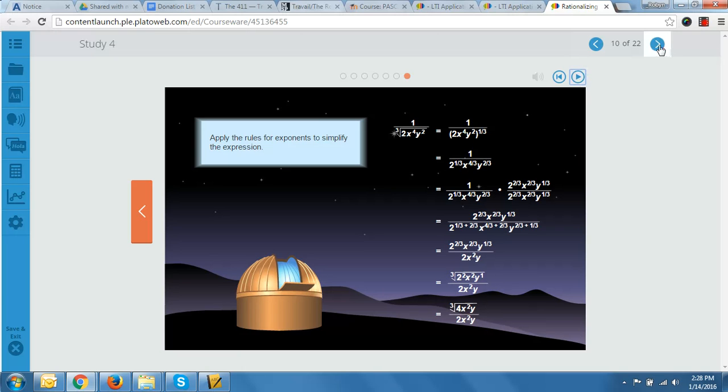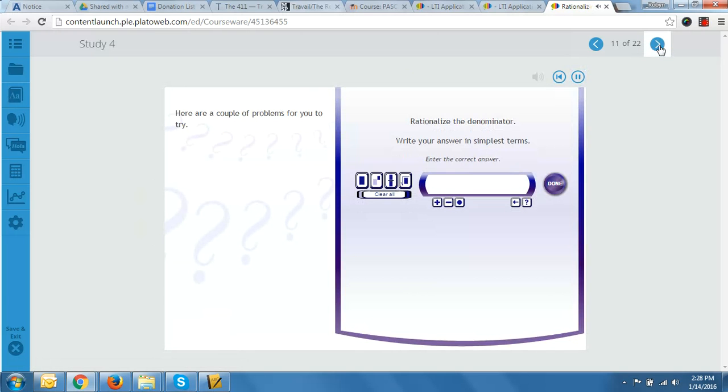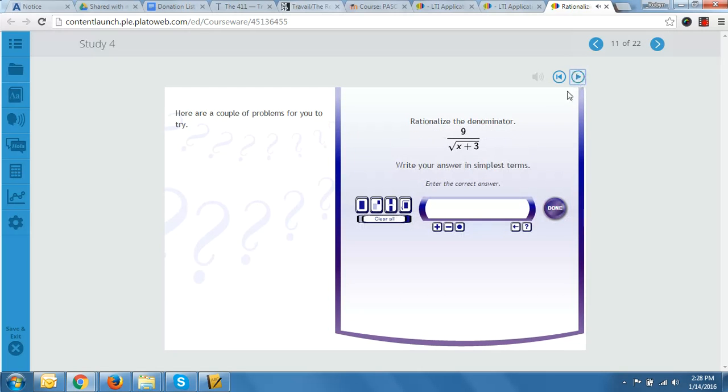Here are a couple of problems for you. Okay, so the first problem that we have here is 9 over the square root of x plus 3. And so what we need to do for this one is to multiply both the numerator and the denominator by the square root of x plus 3. So when I do that, I'm going to have a fraction, and I'm going to have 9, and then I'm going to have the square root of x plus 3, and that's going to be over.